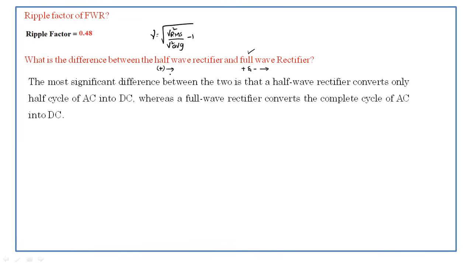And there are many differences. In half wave rectifier we use only one diode. In case of center tapped full wave rectifier we use 2 diodes, and in case of bridge rectifier we use 4 diodes. In half wave rectifier the efficiency is only 40%. In full wave rectifier the efficiency is 81%. So we can tell the many differences here. These are some differences.